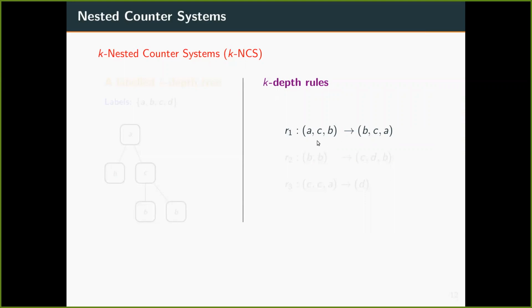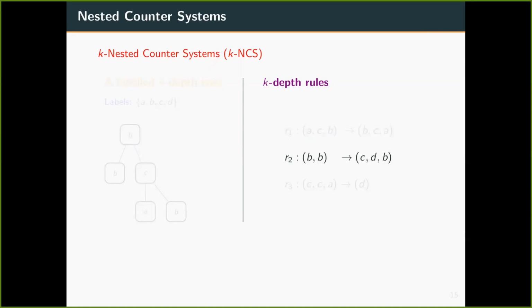What this means is that if in our current tree, we have a path starting at the root labeled by A, C, and B, then we can apply this rule R1 and change the labels along that path to B, C, and A. Okay. So for instance, in our current tree, we have a path starting at the root labeled by A, C, and B. So we can apply this rule R1 and convert the labels along this path to B, C, and A.